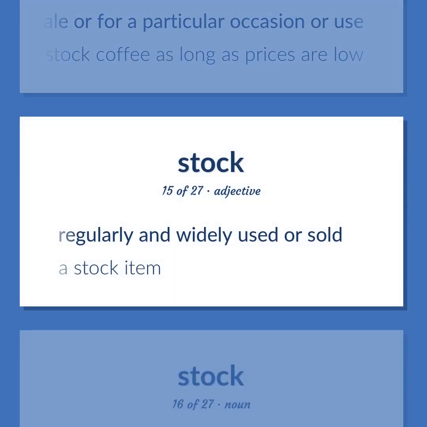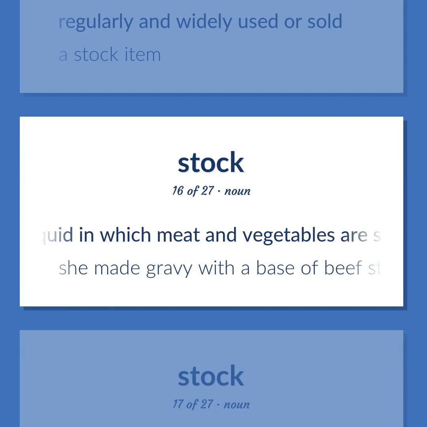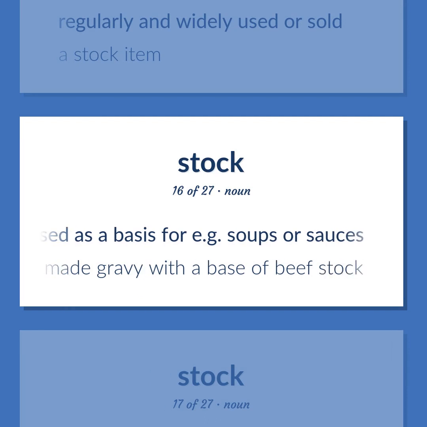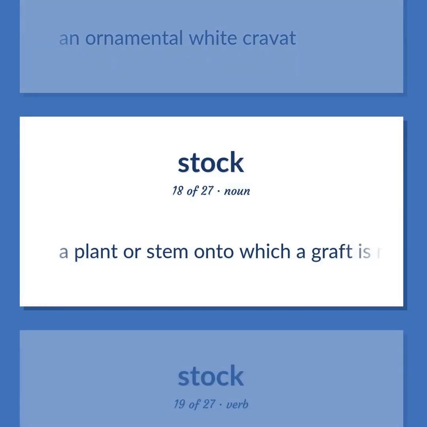Regularly and widely used or sold. A stock item. Liquid in which meat and vegetables are simmered, used as a basis for e.g. soups or sauces. She made gravy with a base of beef stock. An ornamental white cravat. A plant or stem onto which a graft is made, especially a plant grown specifically to provide the root part of grafted plants.